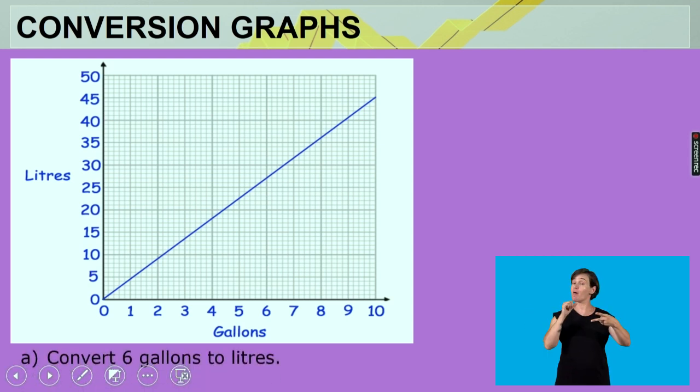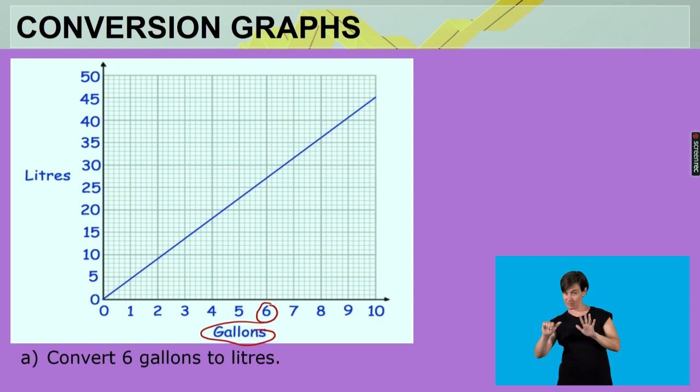So question number A, it says convert 6 gallons to liters. So we are referring to gallons. It should be 6 gallons. Here we have 6. And now we must move, right? I'm going to move vertically upwards from 6 gallons. Let's see where it will intersect. So when I move to my left-hand side, I'll see it's 25, 26.